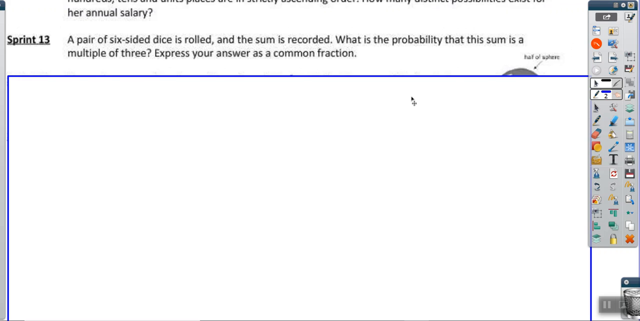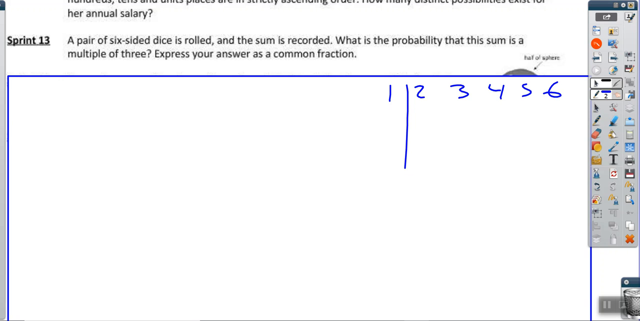A pair of 6-sided dice is rolled and the sum is recorded. What is the probability that the sum is a multiple of 3? All right. The easiest way to do this one, and this is a good one, because we can relearn about area models. We're going to do this using an area model. So 1, 2, 3, 4, 5, and 6. All of these are possible outcomes for our first die to roll.